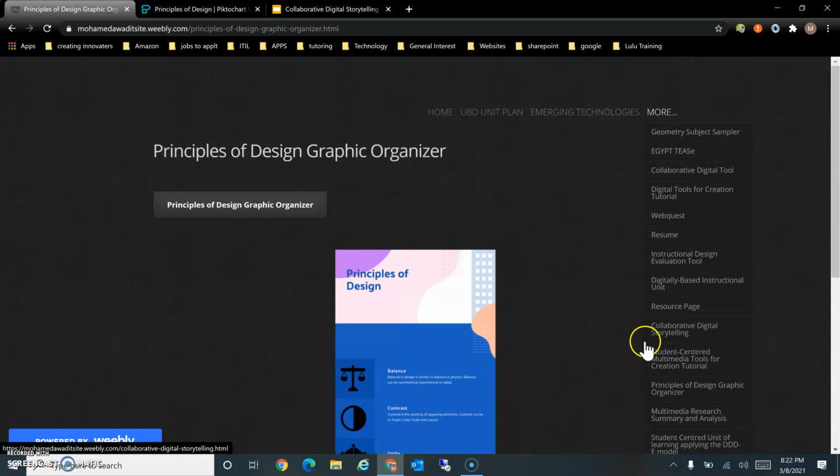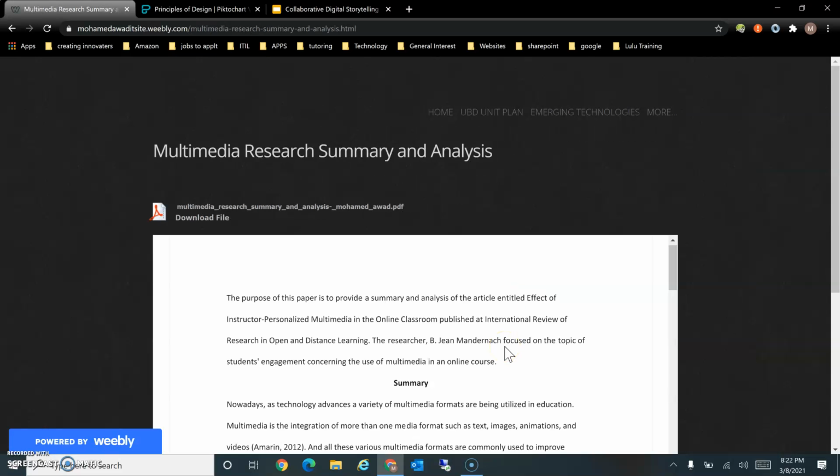And then moving on to the multimedia research summary and analysis. Here, the course objective was to evaluate the appropriate use of multimedia tools in facilitating student-centered instruction. The purpose of the paper is to provide a summary and analysis of the article called Effect of Instructor Personalized Multimedia in the Online Classroom, which was published in the International Review of Research in Open and Distance Learning. The researcher focused on the topic of student engagement concerning the use of multimedia in an online course.